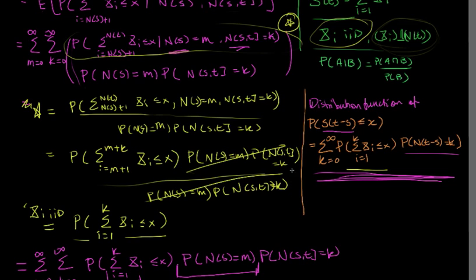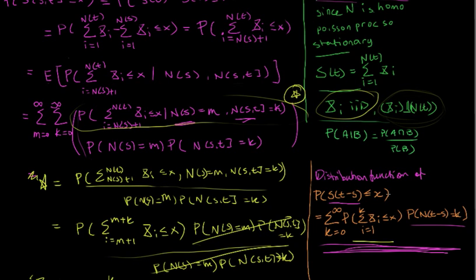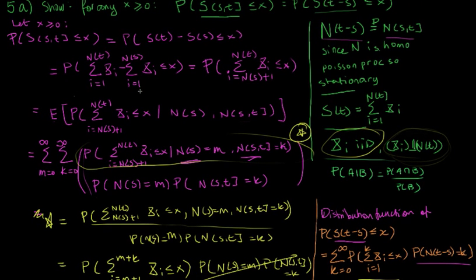And now we are done, because now we have shown that the total claim amount from time 0 to t minus s has a distribution function given by this expression, and that the distribution function of the total claim amount from time s to t is given by the same expression.